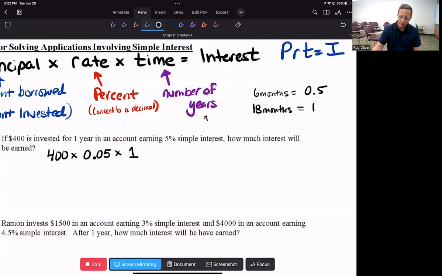18 months would be 1.5. 9 months is 3/4 of a year, which would be 0.75. So you just got to make sure you convert. If it's not exactly years, make sure you convert those numbers into years.